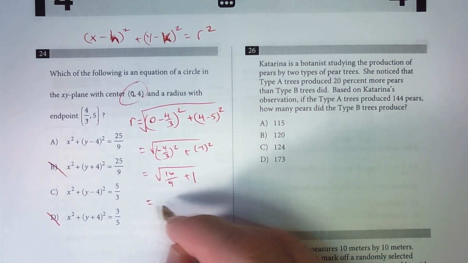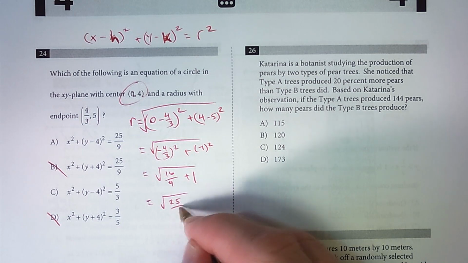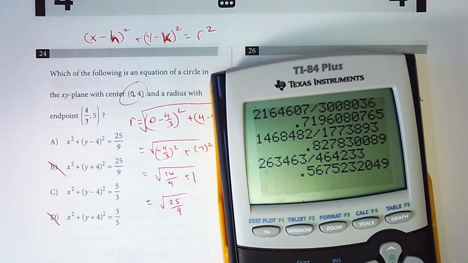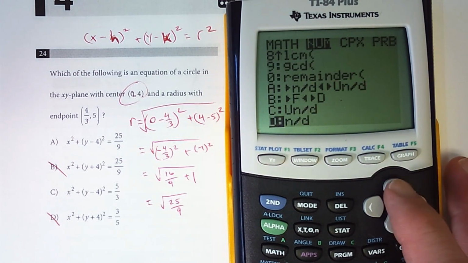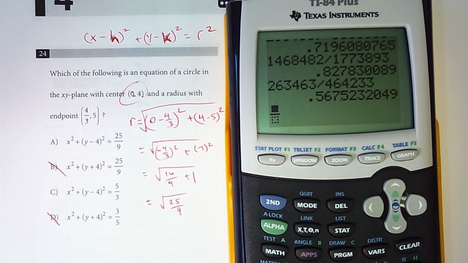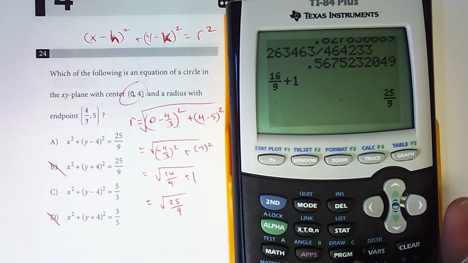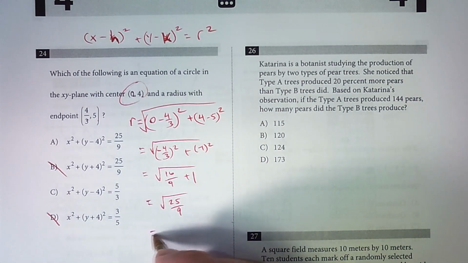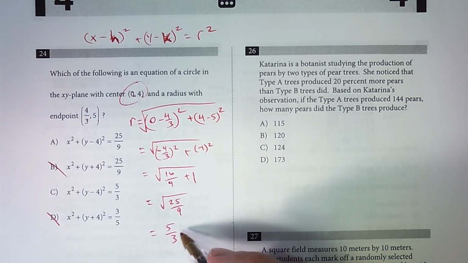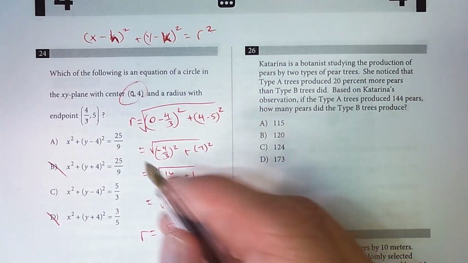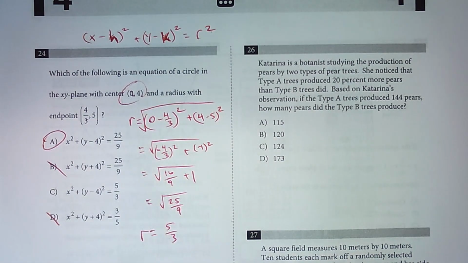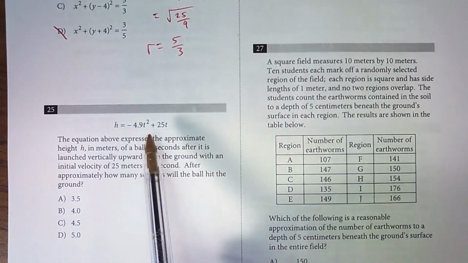Okay, 1 is 9/9, so 16/9 plus 9/9 is 25/9. We could do that in the calculator also. If we hit the math button, over to number, and then up once, we get to the bottom, n over d, and we have 16/9 plus 1 is 25/9. The square root of 25/9 is 5/3, so the radius is 5/3. But the equation calls for the radius squared, which is 25/9, option A.